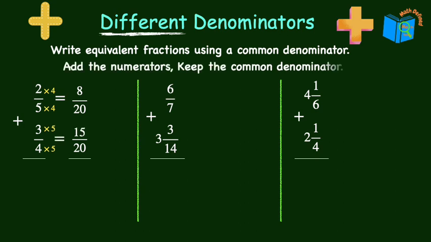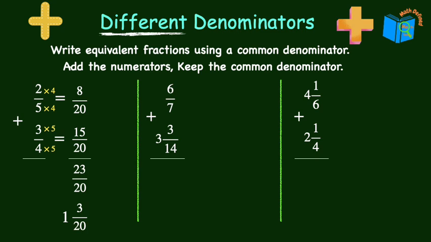Now I can add the numerators and keep the denominator. 8 plus 15 is 23, and we keep the denominator of 20. We're not quite finished yet because 23/20 is an improper fraction, so we'll need to simplify it using division. 20 divides into 23 one time with 3/20 left over.